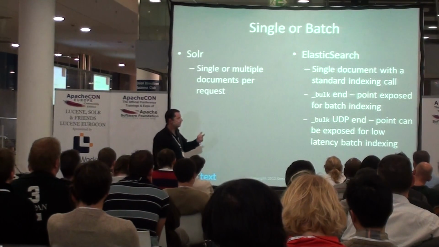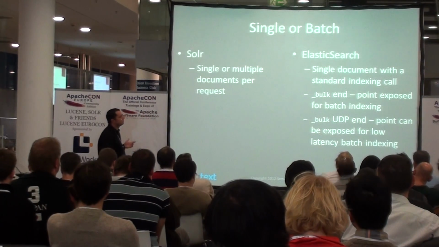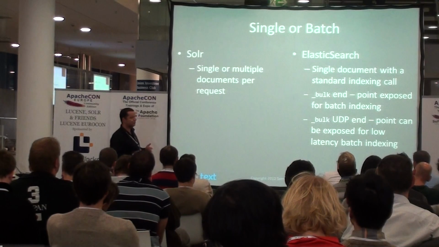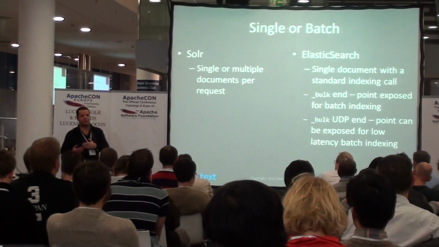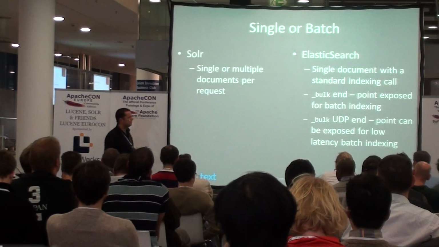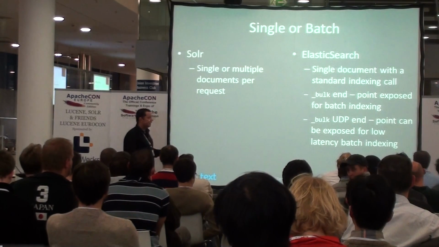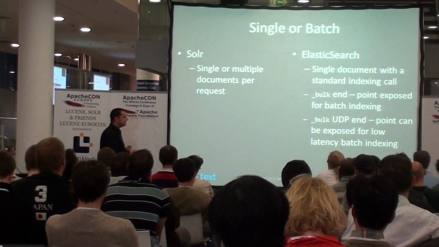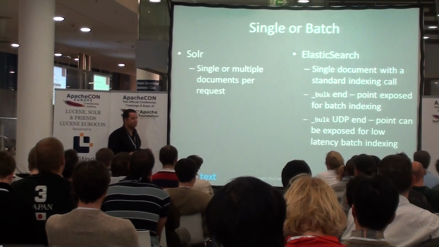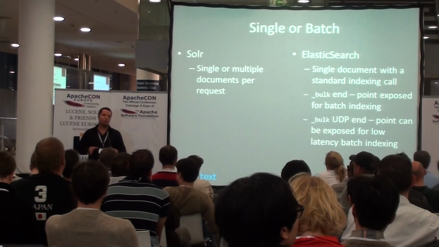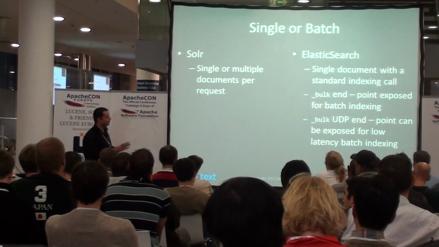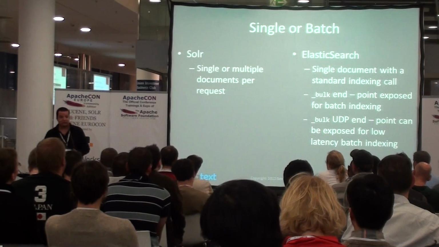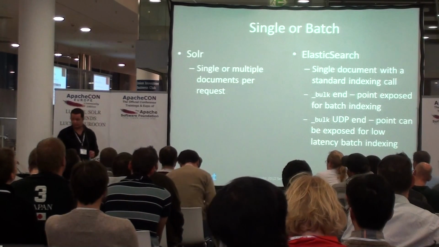The first one, the bulk, is the endpoint exposed for batch indexing. You can have multiple documents in a request, but the documents have to be structured so that additional information is provided, like the ID, the index, and the type. There is a second endpoint, the bulk UDP endpoint, for low latency indexing, but it should only be used when you are not afraid of losing your data. You know how UDP works, and if there is a network failure or anything like that, you can lose your batch.